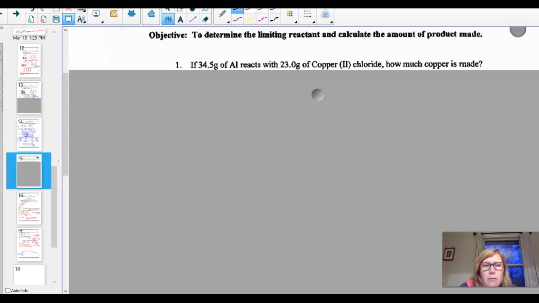If you have 34.5 grams of aluminum and it reacts with 23 grams of copper 2 chloride, how much copper is made? So this is a single replacement reaction. So what I want you to do right now is take a minute and write down aluminum plus copper 2 chloride, predict the products, and balance the equation. Pause the recording while you're doing this.